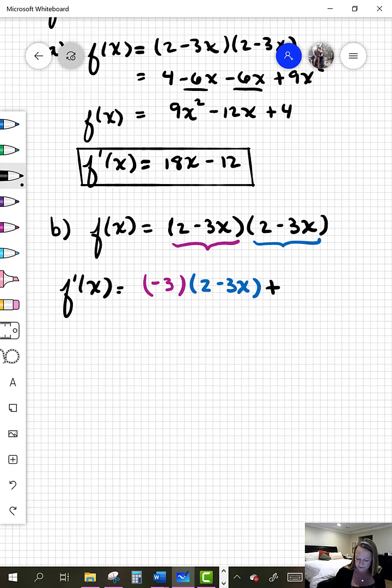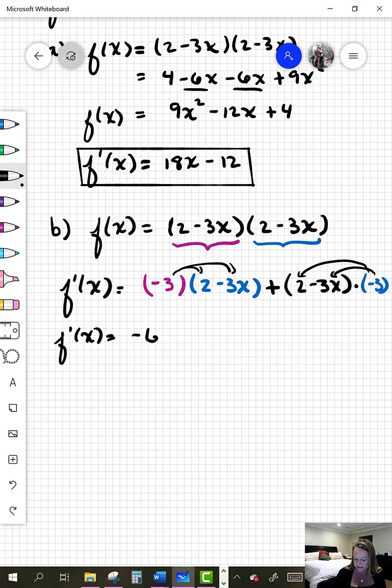plus the first function, which is 2 minus 3x, all times the derivative of the second function, which is negative 3. Let's go ahead and distribute the negative 3 inside the parentheses in each case, and then combine like terms. So we get the derivative is equal to negative 3 times 2 is negative 6, negative 3 times negative 3x is plus 9x, plus, distributing the negative 3, negative 3 times 2, so that's minus 6, and negative 3 times negative 3x gives us plus 9x.